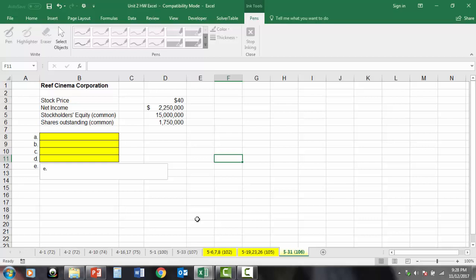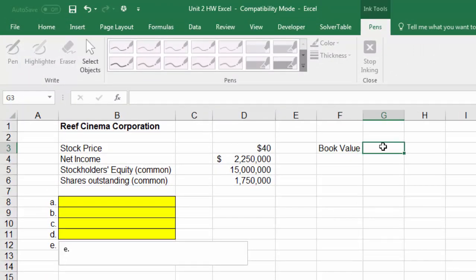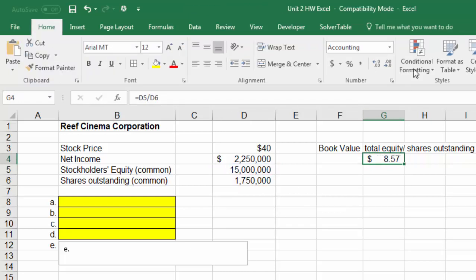And what is book value per share? Right, book value per share, and let me go ahead and add this, is the total equity divided by shares outstanding. So I'll go ahead and calculate that for you. The total equity of the company, it says in the problem, is 15 million. We have it right here. And the number of shares outstanding is right here. So book value of this company would be $8.57 per share. Okay, that's basically the value of each share based on the book value of all the company's assets, net of liabilities, net of debt.